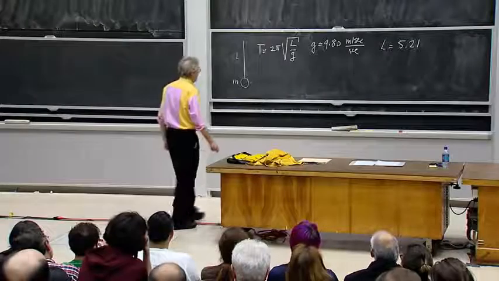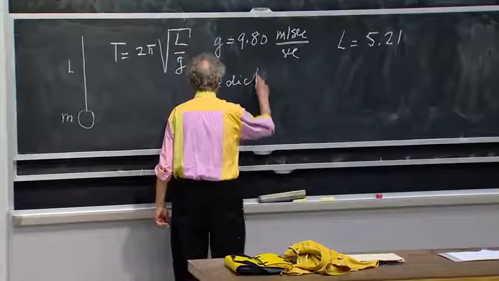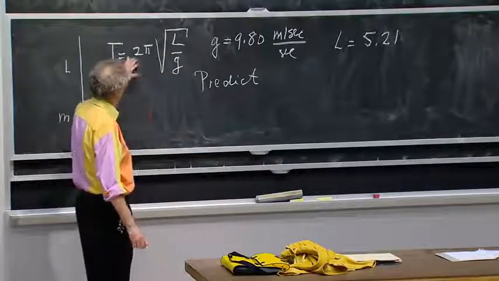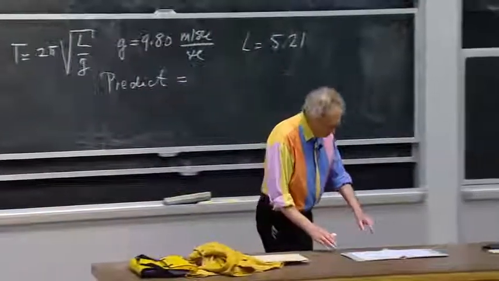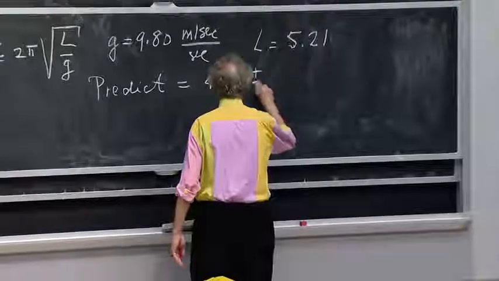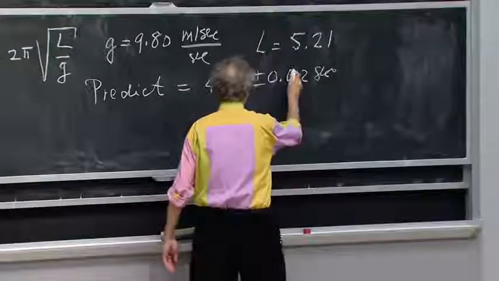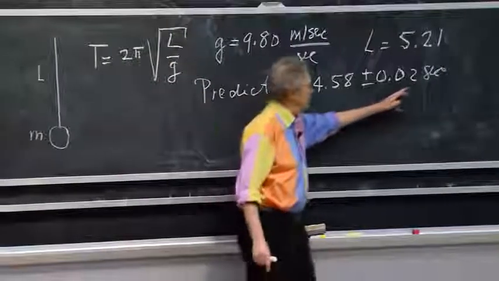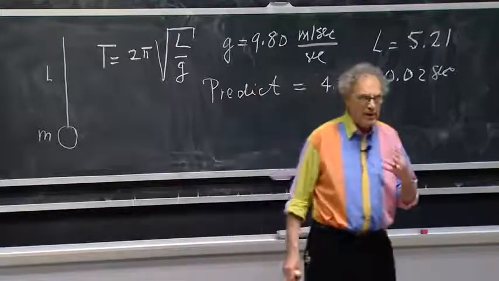So now I can make a prediction. So I predict using this equation. That's all I do. I put in 5.21, I put in 9.80, I multiply by 2 pi, and I make the prediction that the period of that pendulum is 4.58 plus or minus 0.02 seconds. Why the plus or minus 0.02? Well, that is the 0.5% uncertainty due to the square root of L. And you can immediately see that 2 is about 0.5% of 458. So my prediction can be no better than that.